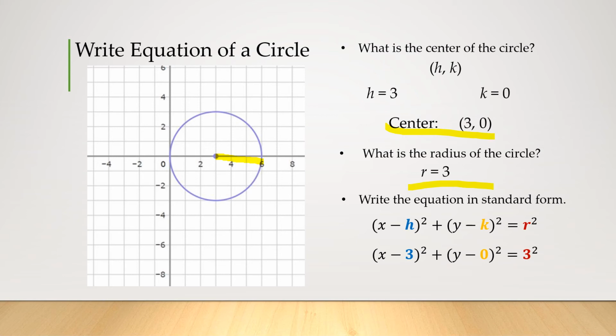Now we need to simplify it. X minus 3 to the second power is going to stay as is. Y minus 0 is y, so that gives me y squared. And 3 squared, or 3 to the second power, is 9. So our final equation is the quantity of x minus 3 squared plus y squared is equal to 9.